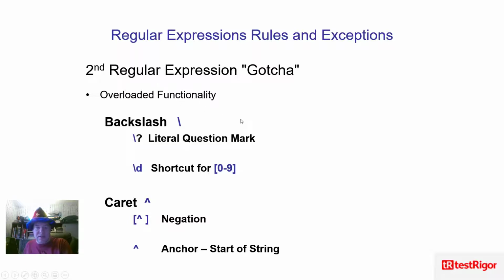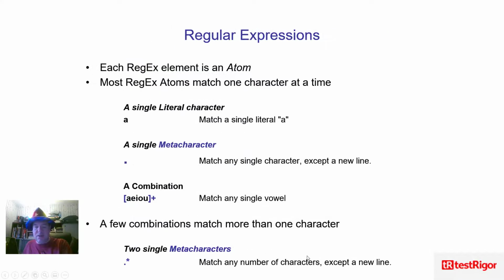All right, so other overloaded functionality: the backslash with a question mark is a literal question mark, and then we have a \d, which also could be a shortcut for 0 through 9. Carets also work a little bit differently. If they're inside of brackets, they're a negate, and if they're just alone, it's just an anchor. It means it's starting the string.